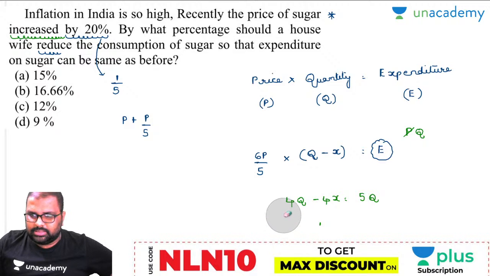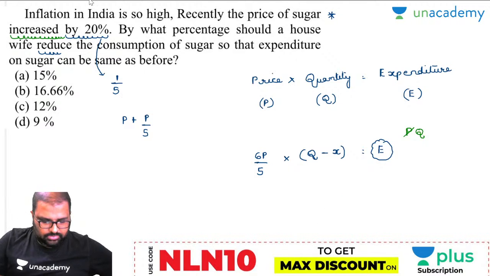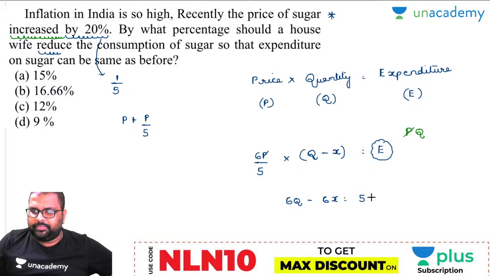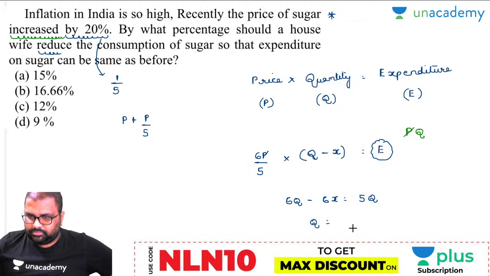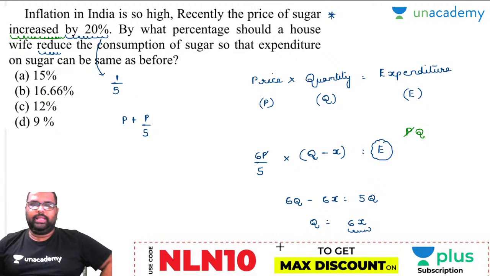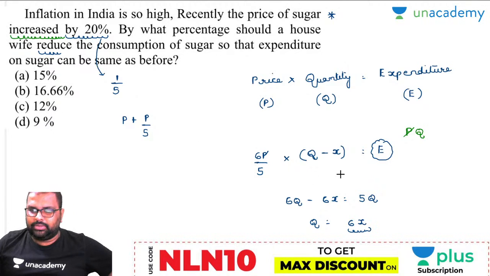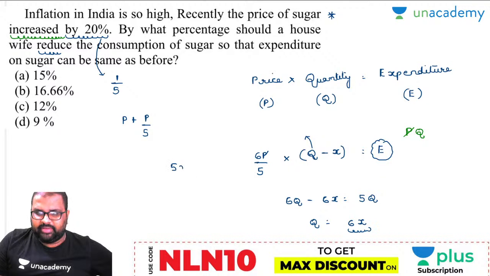Now see here, I will change the equation. Nobody has given me the correct one, right? P gets cancelled. 6Q minus 6X is equal to 5Q, and your Q value will be how much? Is it 6X? Look here, yes, I got the point clearly. So consumption, so that the expenditure on the sugar is the same. Now look here, your Q value is 6x, now the present value will be 5x.